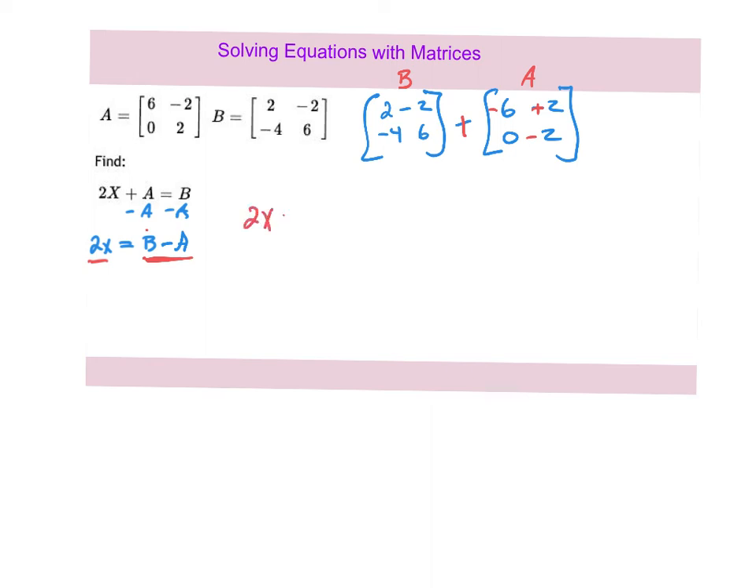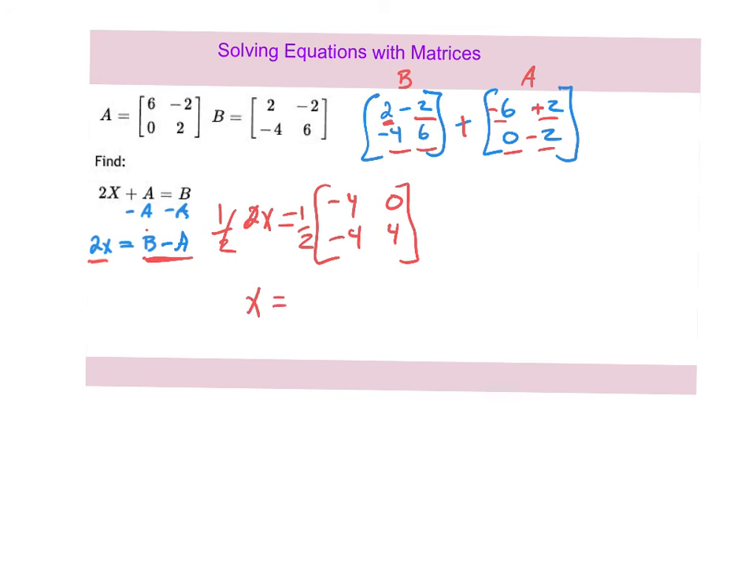So I have 2x equals 2 minus 6 is negative 4. And I have negative 2 plus 2, which is 0. Negative 4 plus 0 is negative 4. And 6 minus 2 is 4. So I have 2x equals that. Well, just how we solve any other equation, to get rid of that 2, I'm going to multiply both sides by 1/2. So I'm left with just x over here.